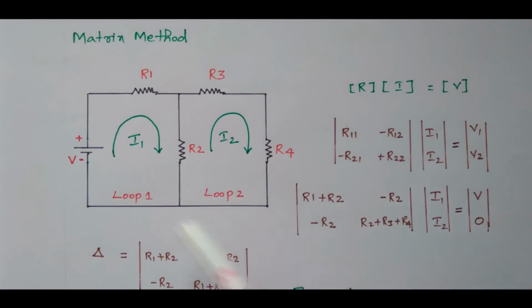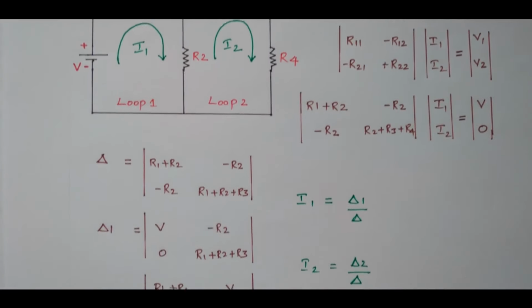What is the current matrix? Only two currents available, I1 and I2. What is the voltage matrix? V1 is the voltage in the first loop, V. V2 is the voltage available in the second loop, voltage rise. But in the second loop, the voltage source is not available, so it is 0. If a voltage source is available, we can put it. Otherwise, in this diagram, it is 0. Now we framed the resistance matrix, current matrix, and voltage matrix. From that, how will you find the currents I1 and I2? For that, a separate formula is available.